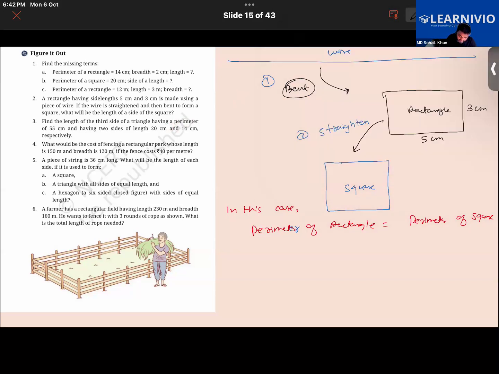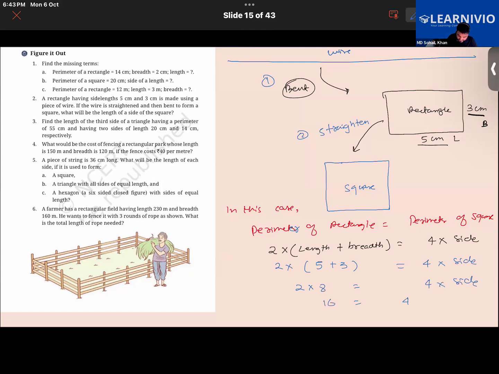What's the formula to calculate the perimeter of rectangle? 2 into length plus breadth. Good. And for square, it is 4 into side. Good. Length and the breadth is given here. That's length and that's breadth. So we have to put the value here. Twice of 5 plus 3 is equal to 4 times side. Twice of 8 is equal to 4 times side. Next, that is 16 equals to 4 times side.